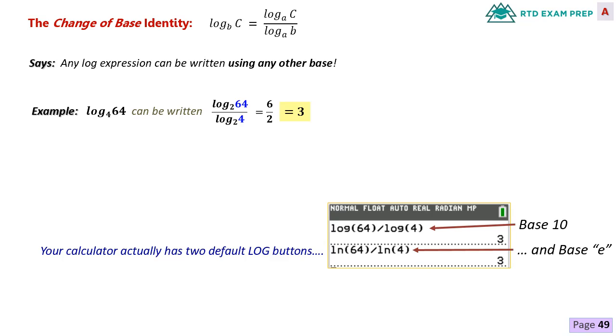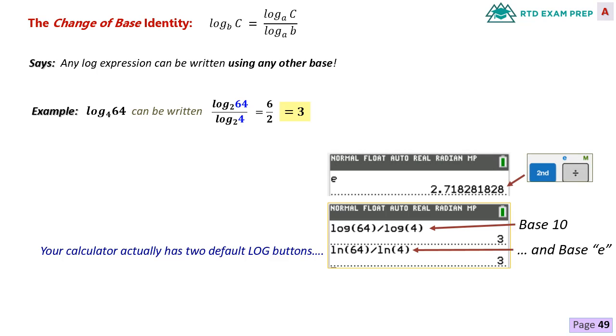Your calculator has two default log buttons. The first is log, for which the default base is 10, and the second is ln, which is the natural logarithm using a base of e. At this stage in your math, you may not have heard much about e, but e is a very important number, especially in calculus, with a value of approximately 2.718. You should have an e button somewhere on your calculator if you want to check. Now, this goes a bit beyond the Math 30-1 curriculum into Math 31, so we'll just leave the conversation there.